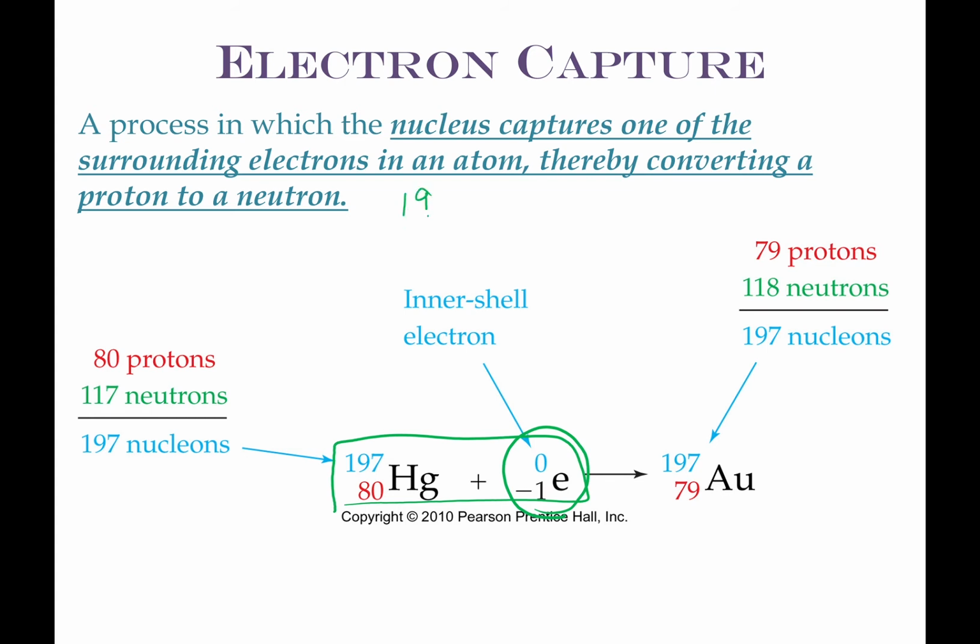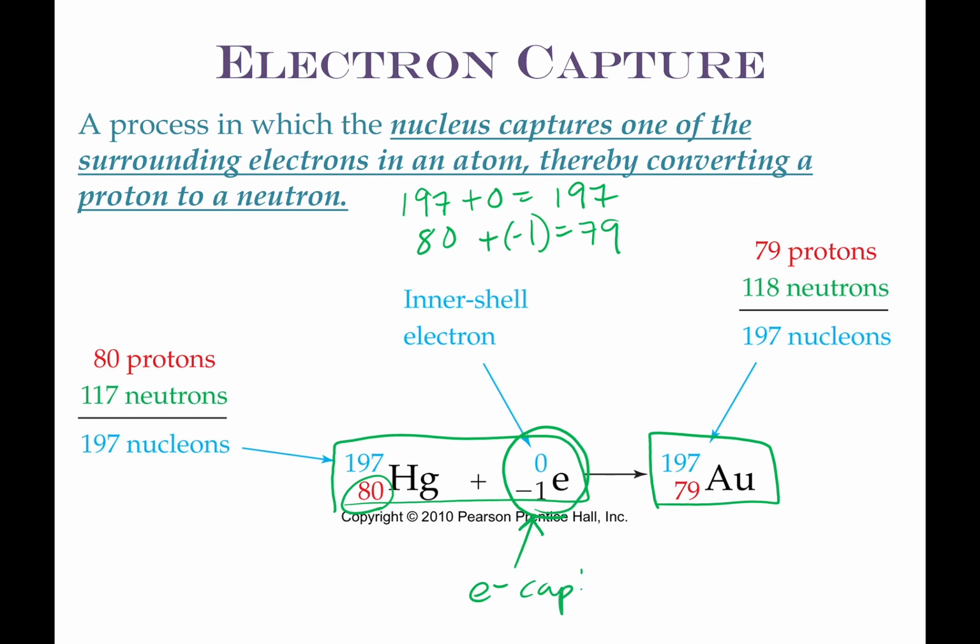So 197 plus 0 gives us 197. And for mercury, we have 80 plus minus 1, which gives us 79. So it's still going down, but it's because we're adding a negative particle. And then on the right side, we end up with gold 197. These aren't very hard, but the thing is, you have to remember, this is what happens in electron capture.